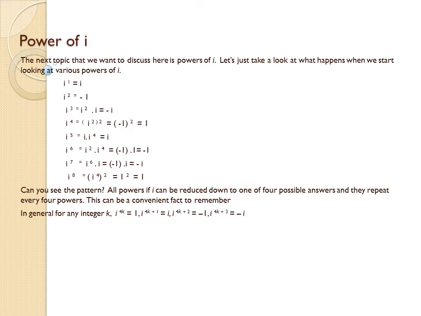Next one is i to the power 4k plus 2. If k equals 1, then i to the power 6. i to the power 6 equals minus 1. And i to the power 4k plus 3, if k equals 1, then i to the power 4 plus 3, i to the power 7. i to the power 7 equals minus i.